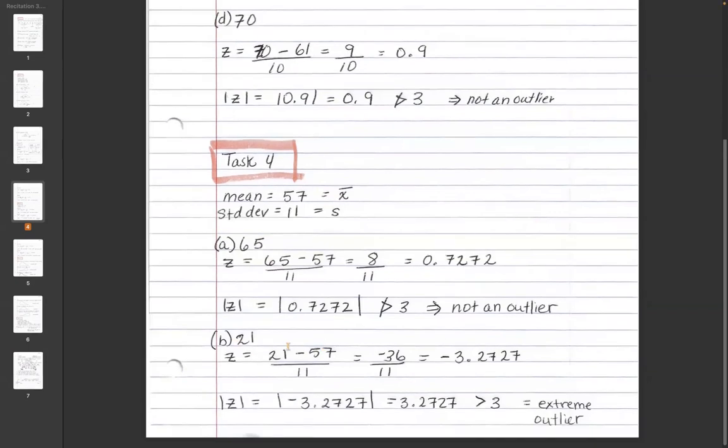Next, let's calculate the z-score for 21. So 21 minus the mean, which is 57, is negative 36, and then we're dividing that by the standard deviation, which is 11, and so we get negative 3.2727, and so the absolute value of negative 3.2727 is positive 3.2727, and that's greater than 3, so we have an outlier. 21 is an outlier.